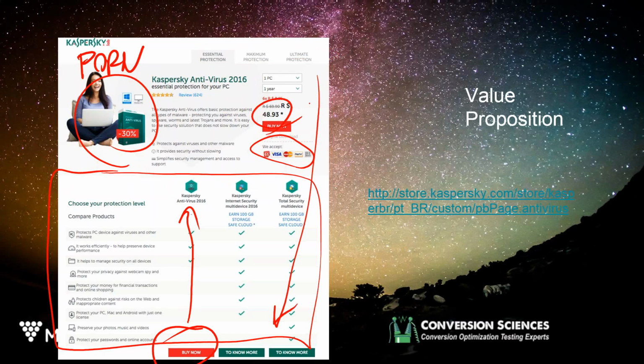One other thing that I like, and I think you should use on your product pages, is the stars and the ratings and reviews. This is another great source of proof.